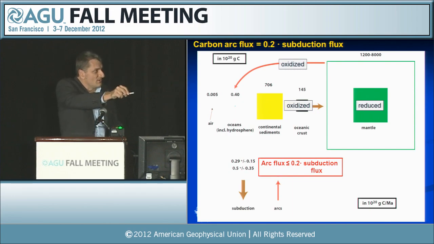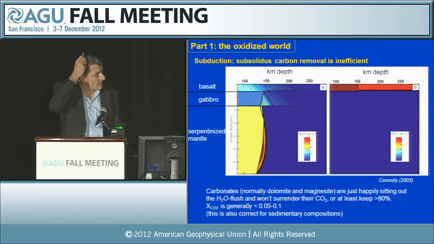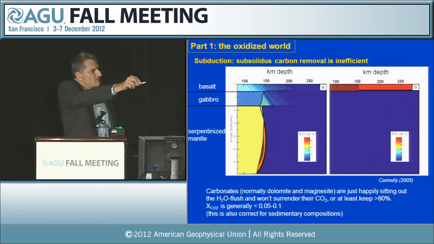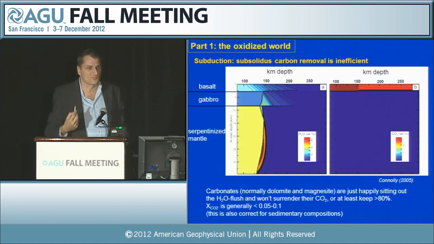Just to remind you, these fluxes are oxidized and the mantle is reduced. And if I get to the end of my talk in time, then you will hear something about reduced mantle. The oxidized world. This is from Jamie Connolly. Jamie Connolly did a model calculation with Perplex, so it doesn't include any melting. It includes only subsolidus. You have a basaltic crust, you have a gabbroic crust, and you have a serpentinized mantle. The serpentinized mantle, you have to look at it, it's 25 kilometers of serpentine. Nobody believes that there's that much serpentine.